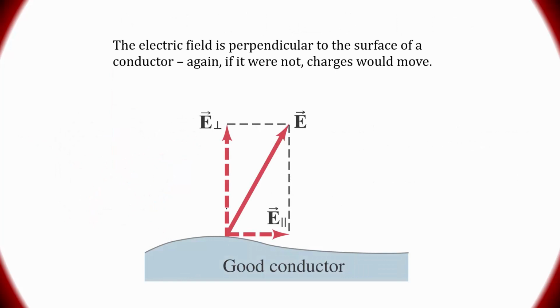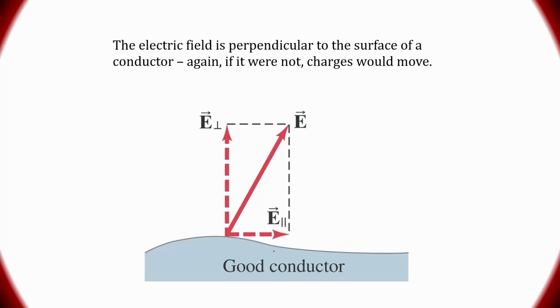Okay, another piece of conceptual information for conductors. The electric field is always going to be perpendicular to the surface of a conductor. So here, if the field had a parallel component in addition to a perpendicular component, then the electrons could flow, there would be a force on them, and they would move.